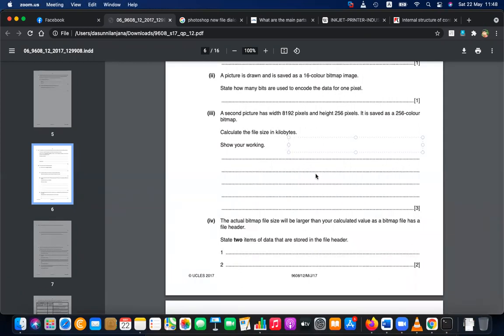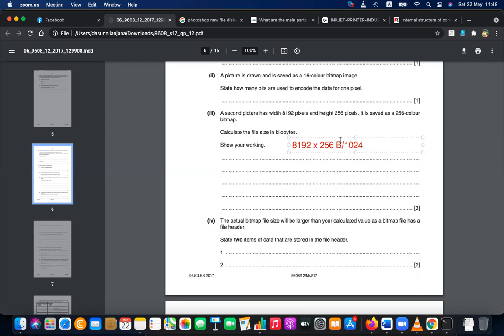So you know the height and width: 8192 into 256. And you know the number of colors. 256 colors means how many bits? 8 bits, and 8 bits means 1 byte. Very simple. One color will have 1 byte. So this is the number of bytes. For kilobytes, you have to divide by 1024. Then you'll get the kilobytes.